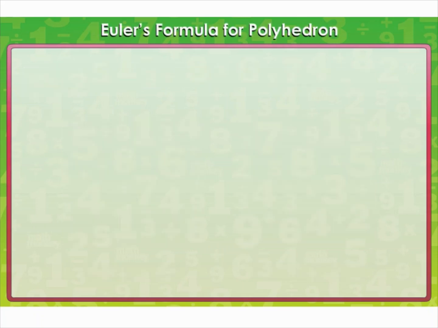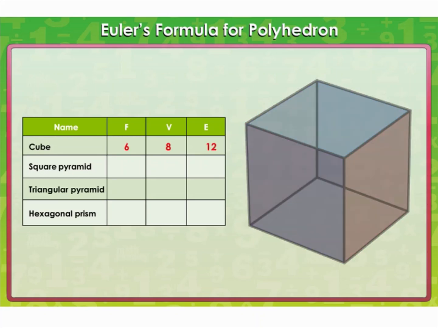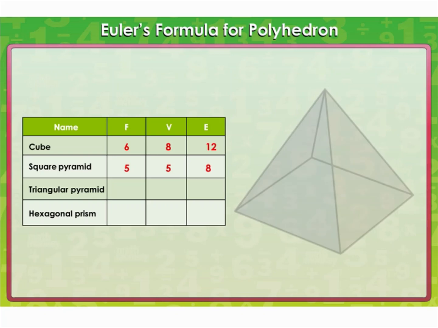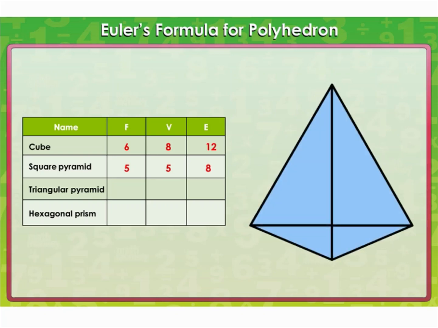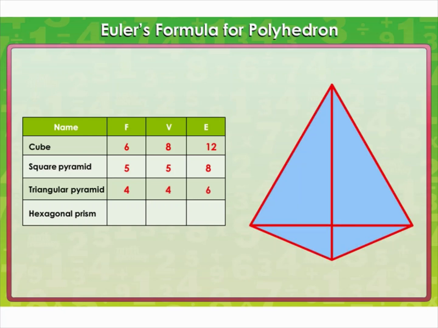Euler's formula for polyhedron. A cube has 6 faces, 8 vertices, and 12 edges. If you consider the pyramid, it has 5 faces, 5 vertices, and 8 edges. Next, consider triangular pyramid. It has 4 faces, 4 vertices, and 6 edges.